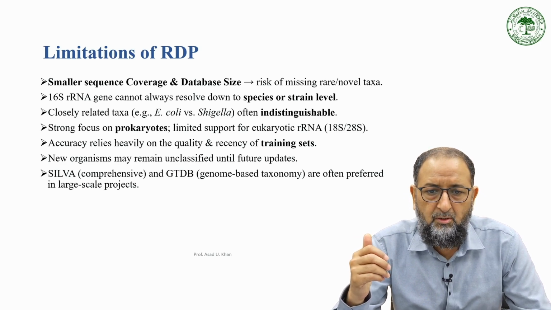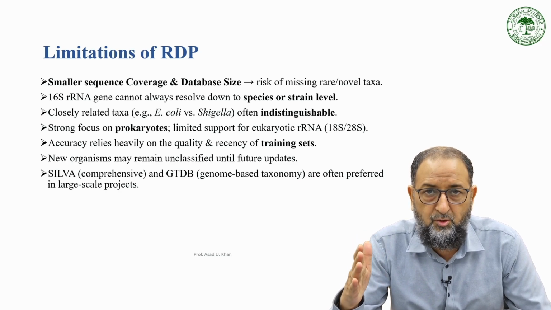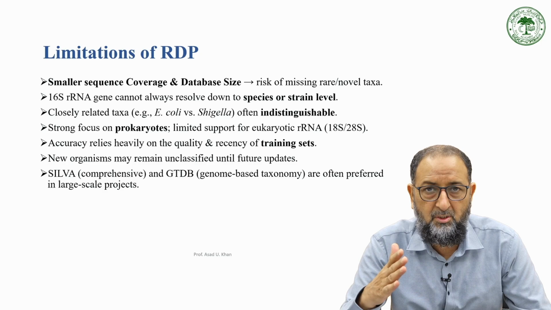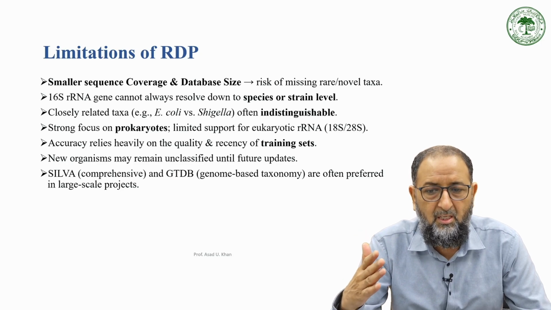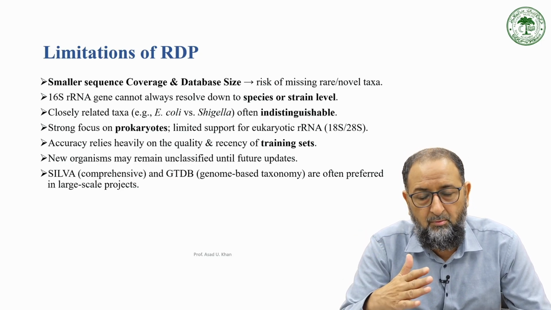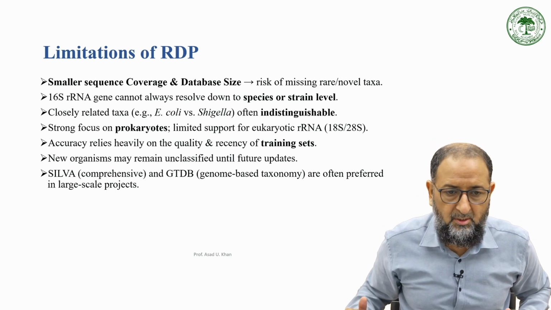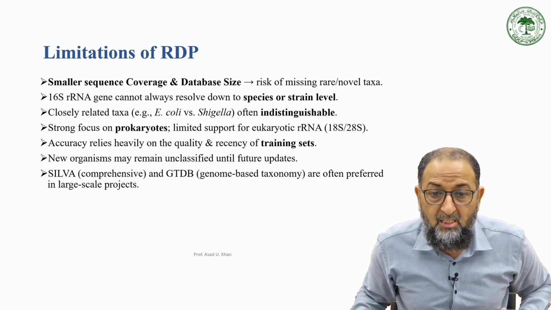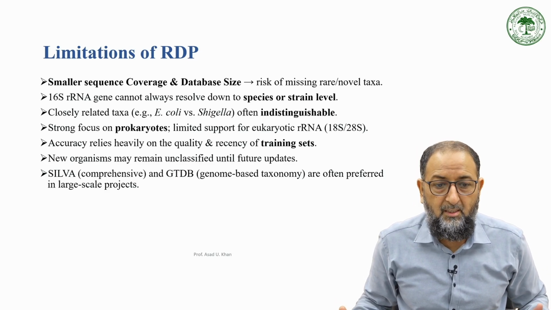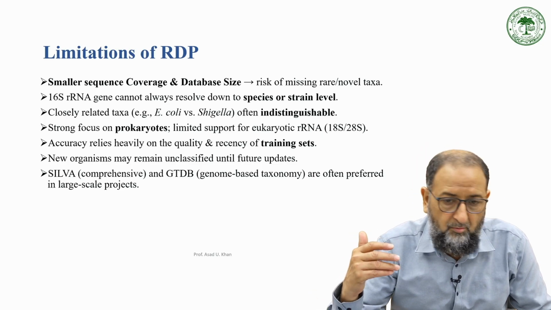Accuracy relies heavily on the quality and recency of the training set. What training sets have we used in the databases to compare, what is the purity, what is the quality, what is the percent homology? If it is 99.9% or 99.8% or even 99%, fine, but if it is less than 99%, then it is very, very difficult to be certain that this sequence belongs to this species. These are some limitations. New organisms may remain unclassified until a future update, because if you don't have an updated database, then you cannot classify those new organisms.